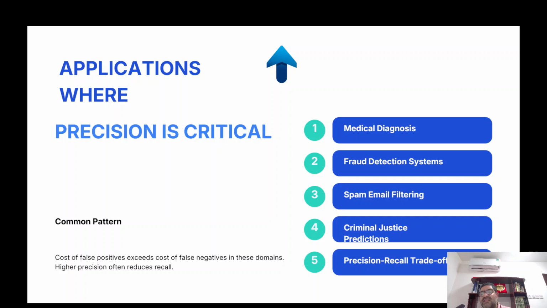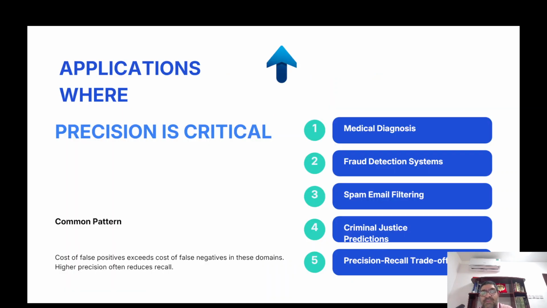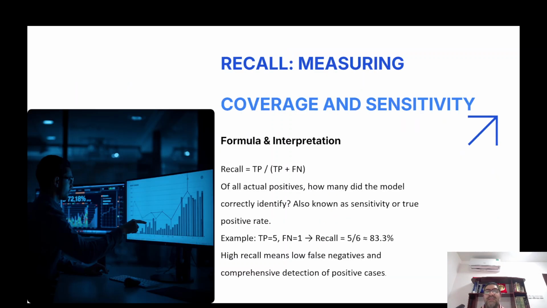So in these areas, it's very critical. The cost of these false positives is exceeding the false negatives, which is the other way around. A false negative means it will be detecting something as fraud which is not a fraud, which is a normal case. But a false positive is going to be very critical in these circumstances.